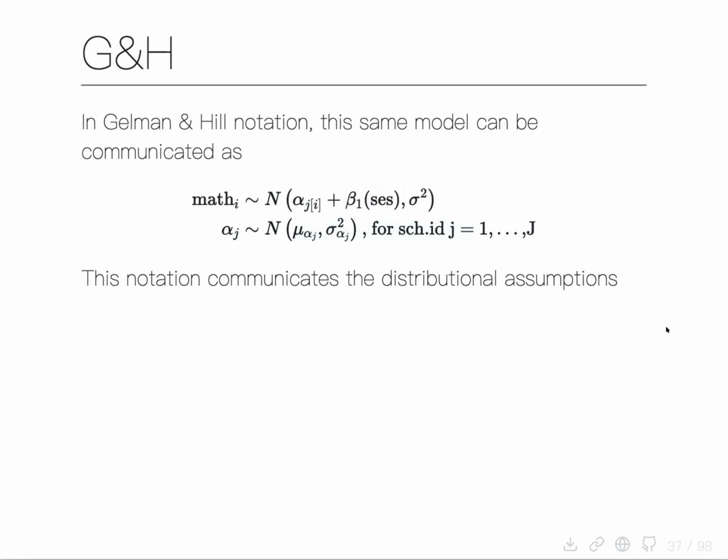So this notation, I think, communicates the distributional assumptions in a little bit more clear manner. We can also pretty easily see what level the predictors are at still, because this is the school level and we're just saying a mean, whereas this is the student level. So at the student level, we have an SES predictor, okay? And we'll see this more as we continue on.